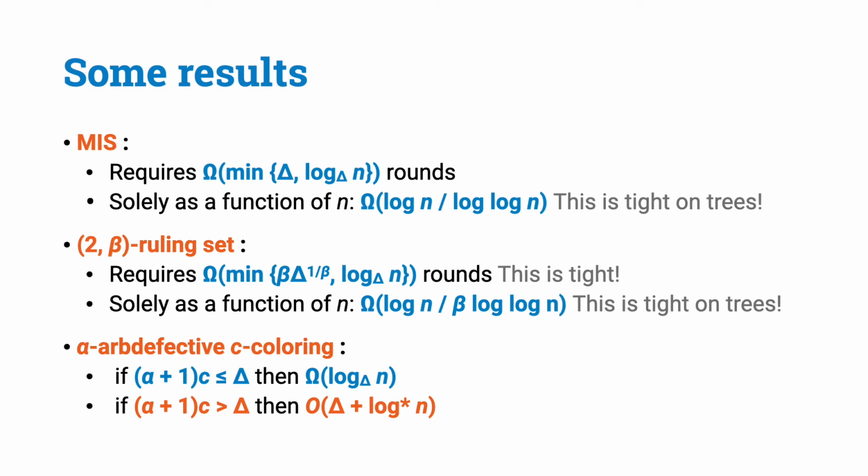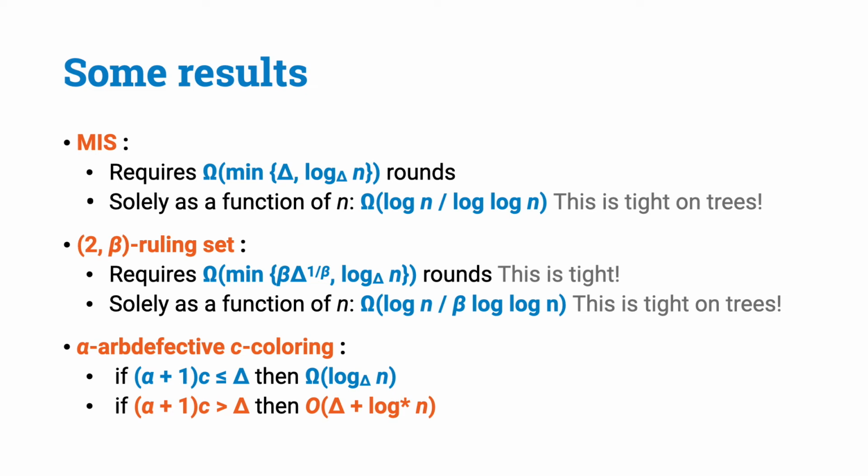For MIS, we proved that unless we allow a high dependency on n, this problem requires a number of rounds that is linear in delta, even on trees. And if we express this bound solely as a function of n, we obtain a lower bound of omega of log n over log log n, which turned out to be tight on trees. Similarly, for ruling sets, we obtained tight lower bounds as a function of delta, and tight lower bounds as a function of n on trees, for a large range of beta at least.